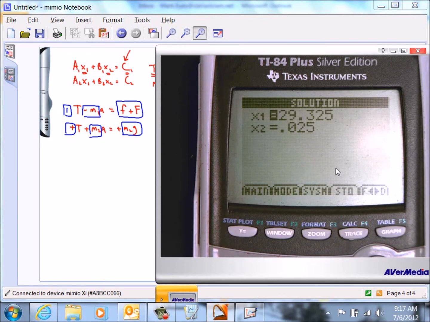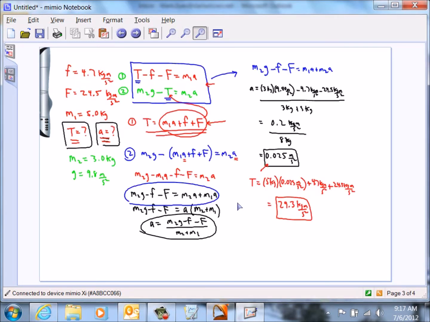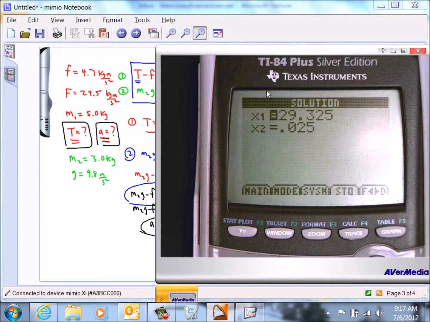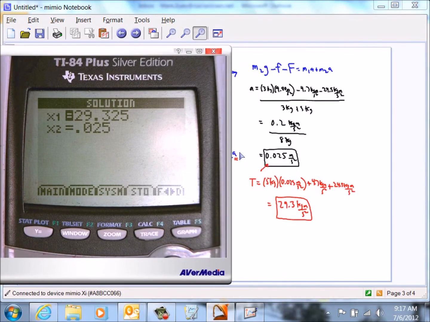And notice it spits out the two solutions. It says that x1, that was my first variable, which was t, is 29.3. And x2, the second variable, which is a, is 0.025. And notice those are the very same two solutions that we got doing it the long way. We have a is 0.025, and t is 29.3.